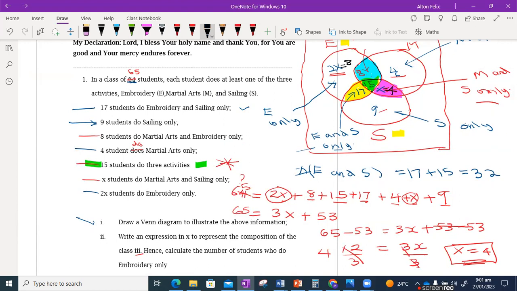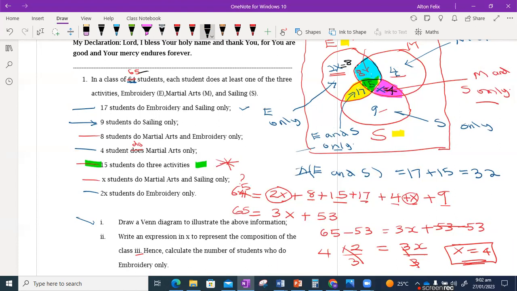Now when we add up all these numbers, 8 plus 8 is 16, 16 and 17 and 15 is 32, that's 48. 48 and 4 is 52, 52 plus 9 is 61, plus this 4 is 65. So it adds up to the 65, right?